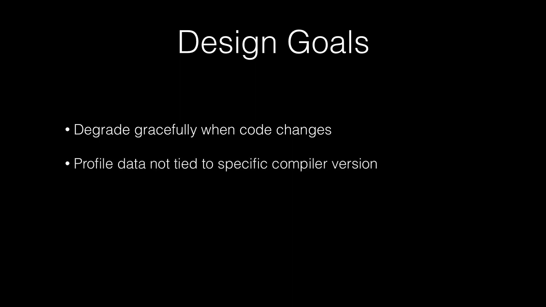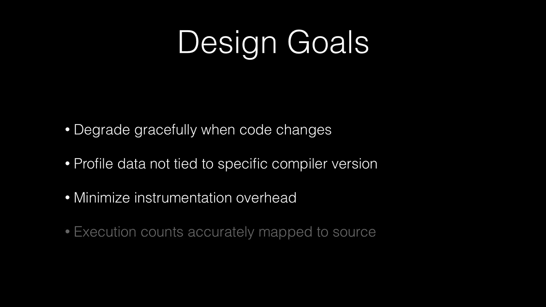So here are 4 design goals that we set out to meet with this implementation. And I'm just going to go through these quickly up front, and then I'll talk about them each in more detail. First of all, we want it to degrade gracefully when the code changes. We don't want the profile data to be tied to any specific compiler version. We want to minimize the instrumentation overhead. I'm not even going to come back to that one because I think it goes without saying. And finally, we want to be able to accurately map these execution counts back to the source. So those are 4 goals.